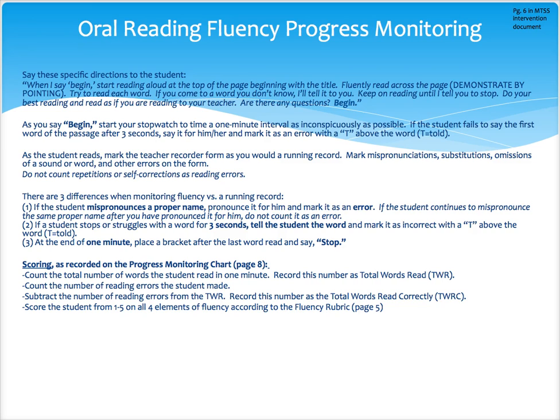And here's how you score the student. You're going to count the total number of words the student read in 1 minute. You're going to record this number as total words read, TWR. Count the number of reading errors the student made, and then subtract the number of reading errors from the TWR. Record this number now as the total words read correctly. Finally, you're also going to score the student on a scale of 1 to 5 on all of the 4 elements of fluency that we discussed on the fluency rubric on page 5.